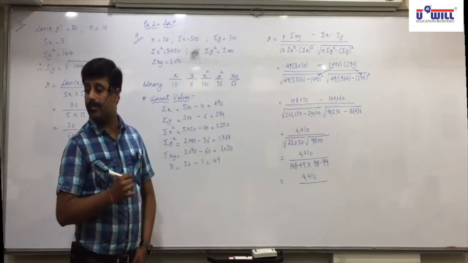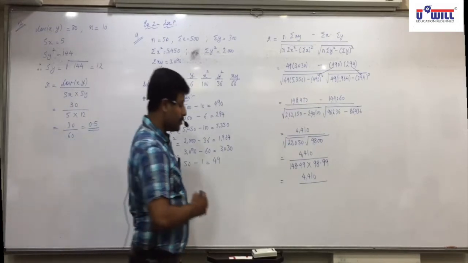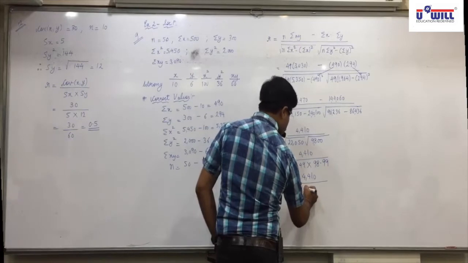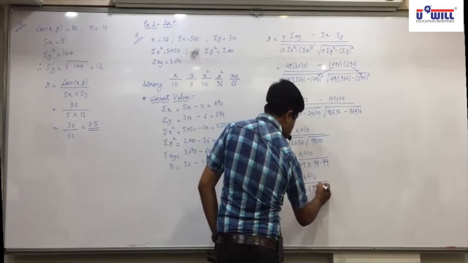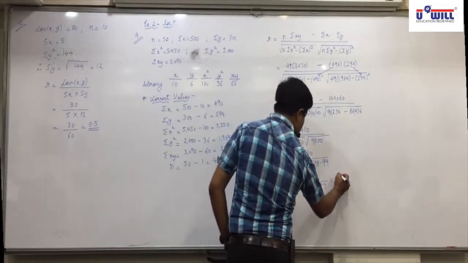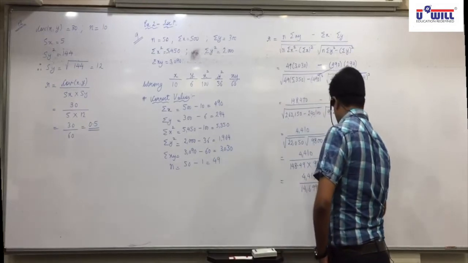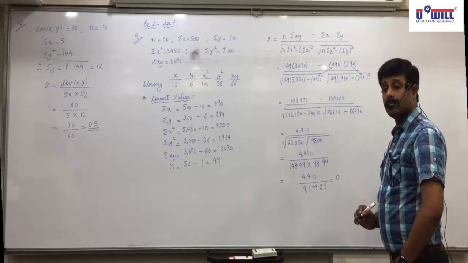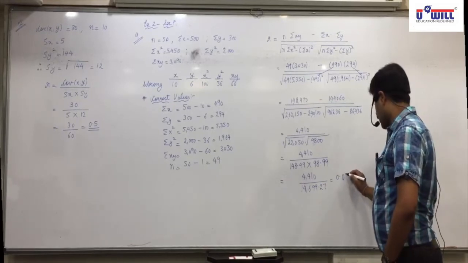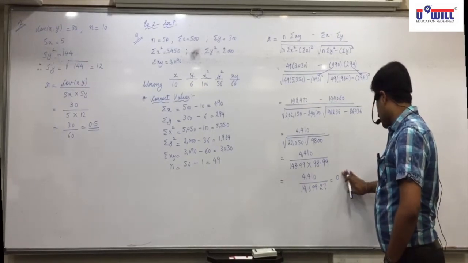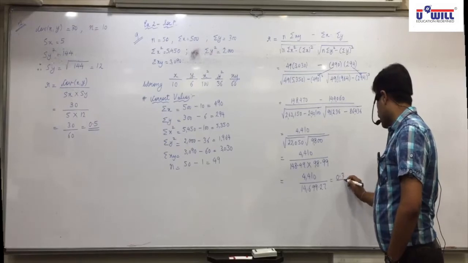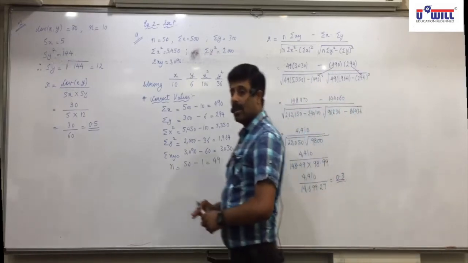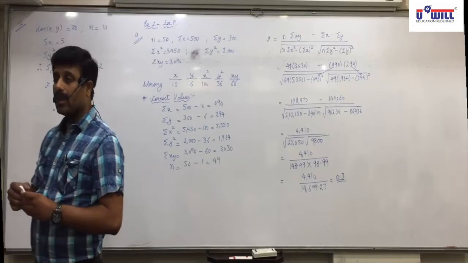14699.27. 14699.27. 0 point 0.3. Okay. So what do you say?